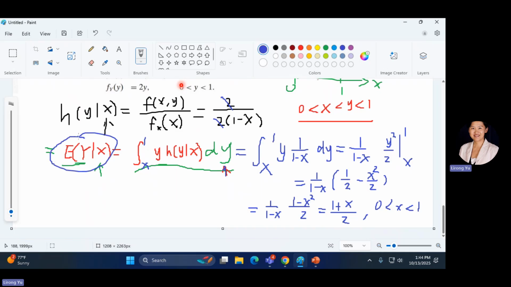In this example, it is linear, like a plus bx kind of thing, right? 1 plus x over 2. It is linear. Any question? Okay, so that's our conditional expectation.